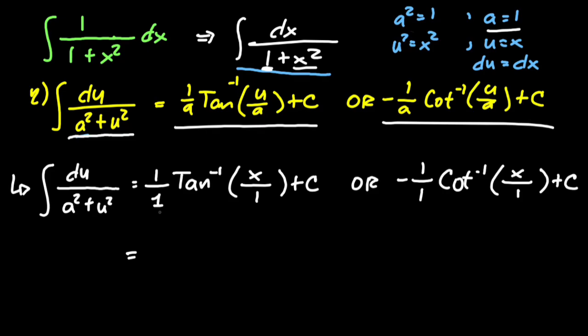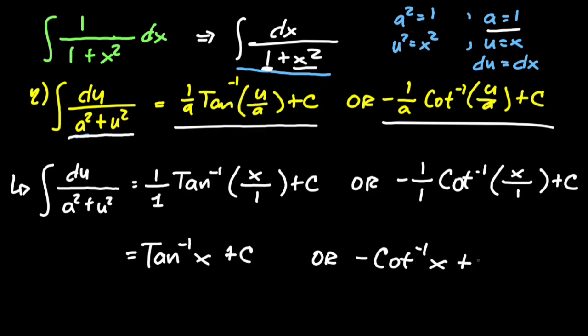Simplifying this answer, 1 divided by 1 is simply 1, so it would become arctangent of x, because x divided by 1 is x, plus c, or negative arccotangent of x plus c. This can be either the answer.